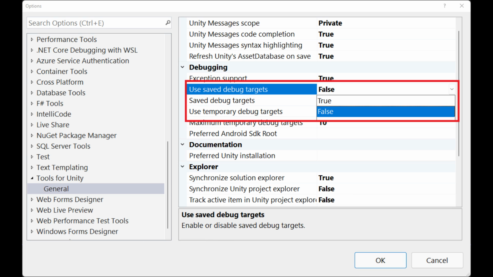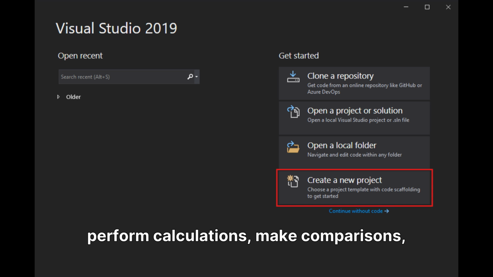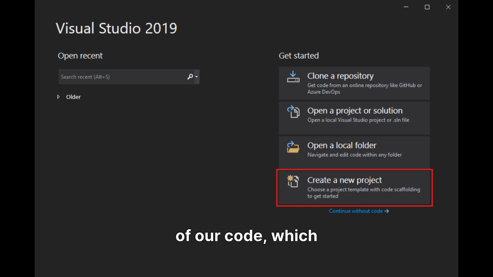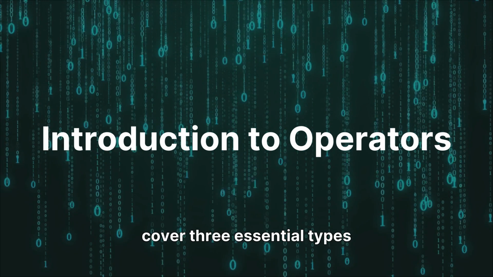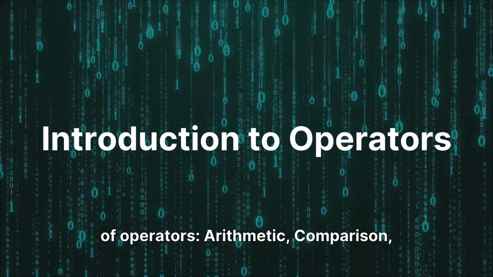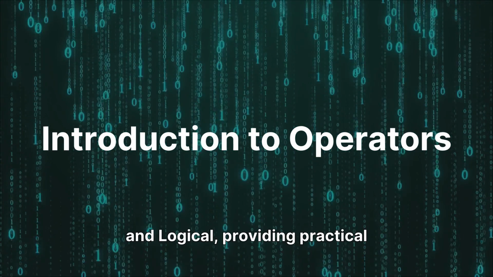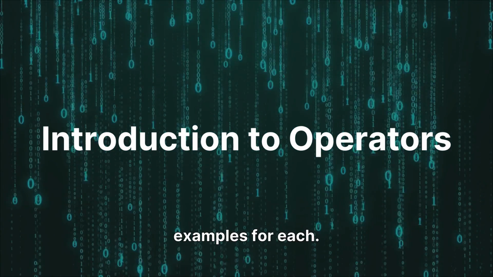Welcome to this beginner's guide to C# operators in Unity. Operators are the fundamental building blocks of any game or application. They allow us to perform calculations, make comparisons, and control the flow of our code, which is crucial for game development. In this video, we'll cover three essential types of operators: arithmetic, comparison, and logical, providing practical examples for each.